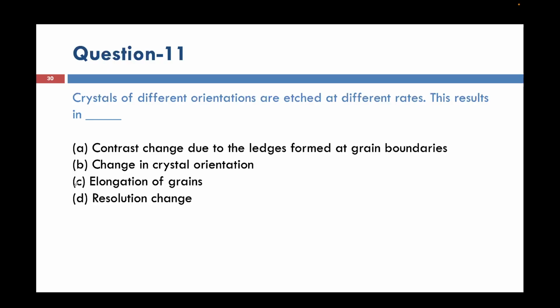Either it is chemically or thermally, when we keep the material for a longer period of time at high temperature, elongation. And when we apply some sort of load to the material, and then the resolution change, no, this is also not the correct answer. So the correct answer is contrast change, due to grain boundaries. So we can see the contrast between grain boundary and our grains. So that is where this process of etching comes into place, right?